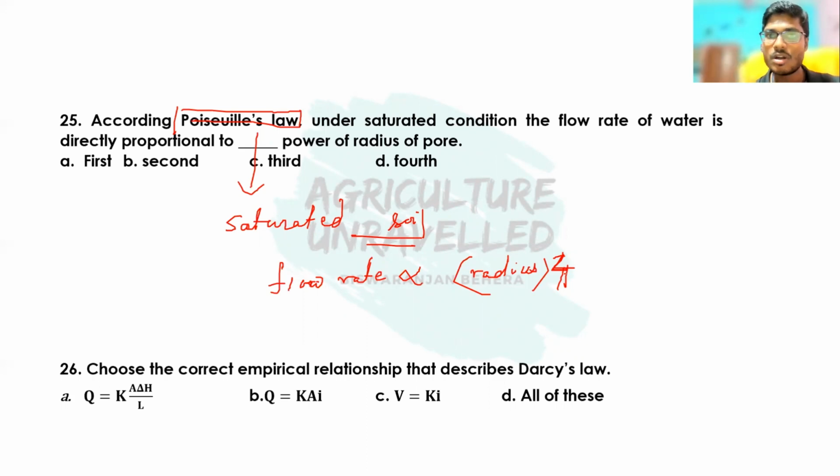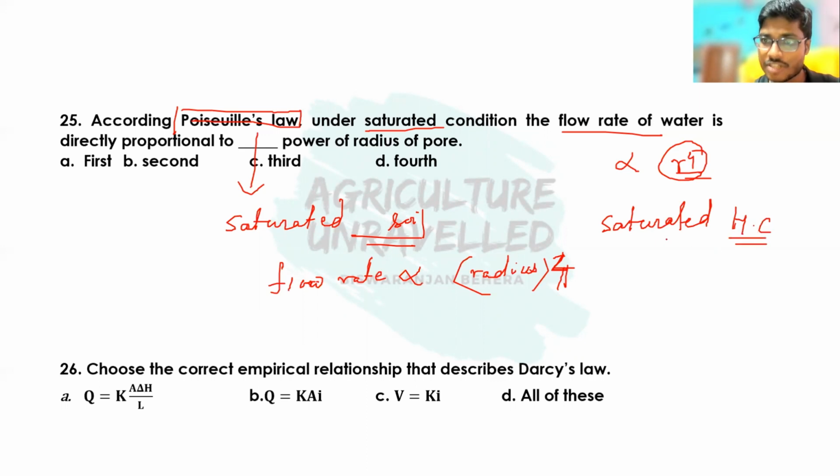So according to Poiseuille's law, under saturated condition, this kind of question can be asked: Poiseuille's law is applicable to which soil? So it is for saturated soil, and it says that the flow rate is directly proportional to the fourth power of the radius. And this is the reason why saturated hydraulic conductivity, that is hydraulic conductivity under saturated soil condition, is always higher in case of sandy soil, because sandy soil has a higher number of macropores or large sized pores than clay soil.